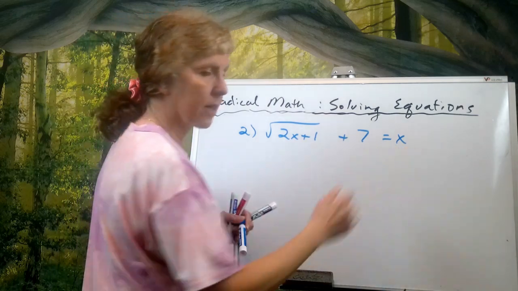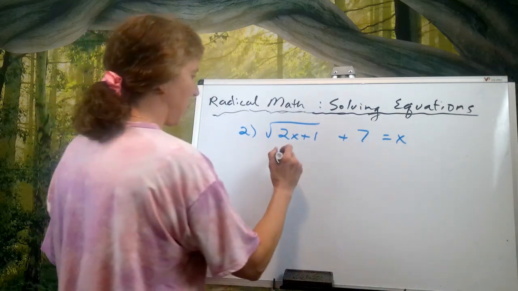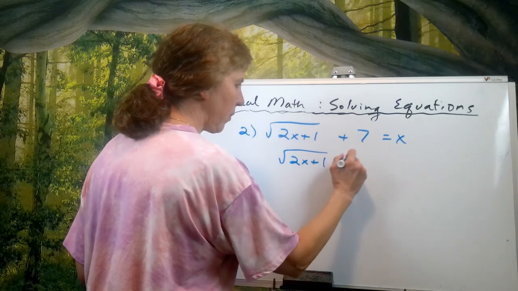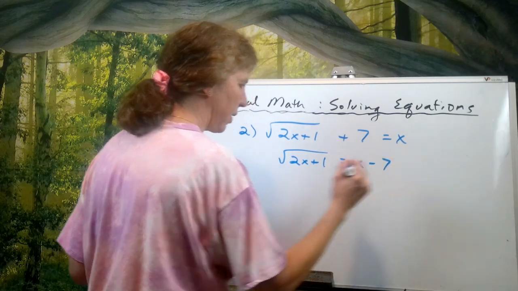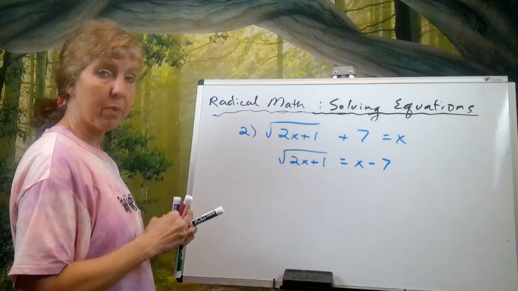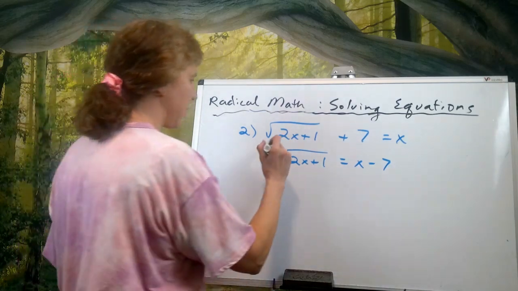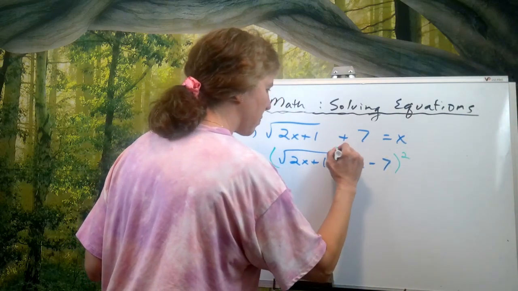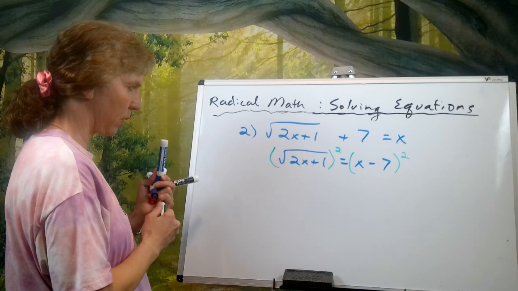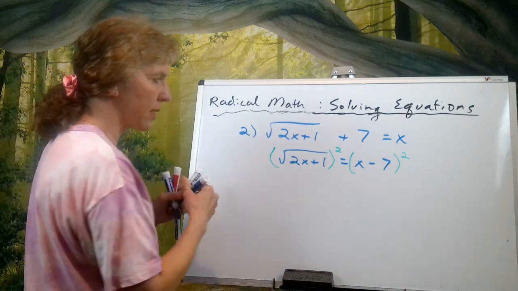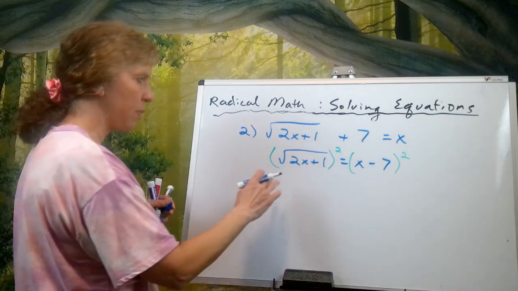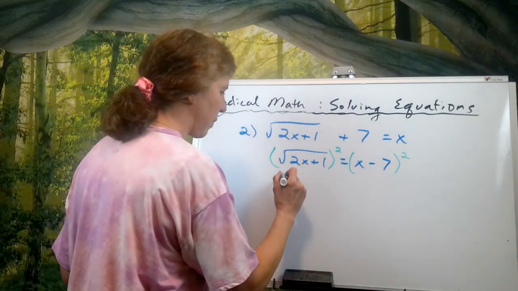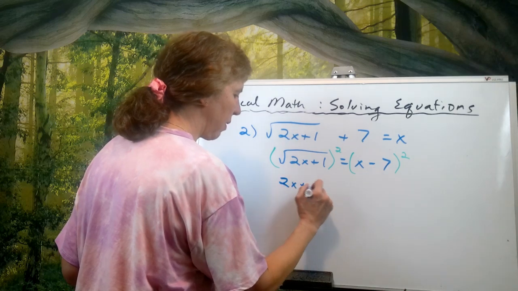I'm going to subtract 7 from both sides. When I do that, I get the square root of 2x plus 1 equaling x minus 7. Now I'm going to square both sides. Now when I do that, this is probably the most common error that my students make, and I'll show you what it is in just 1 second. On the left-hand side, like I showed in the previous example, the square root and square undo each other. They're inverse functions, and so I get back 2x plus 1.